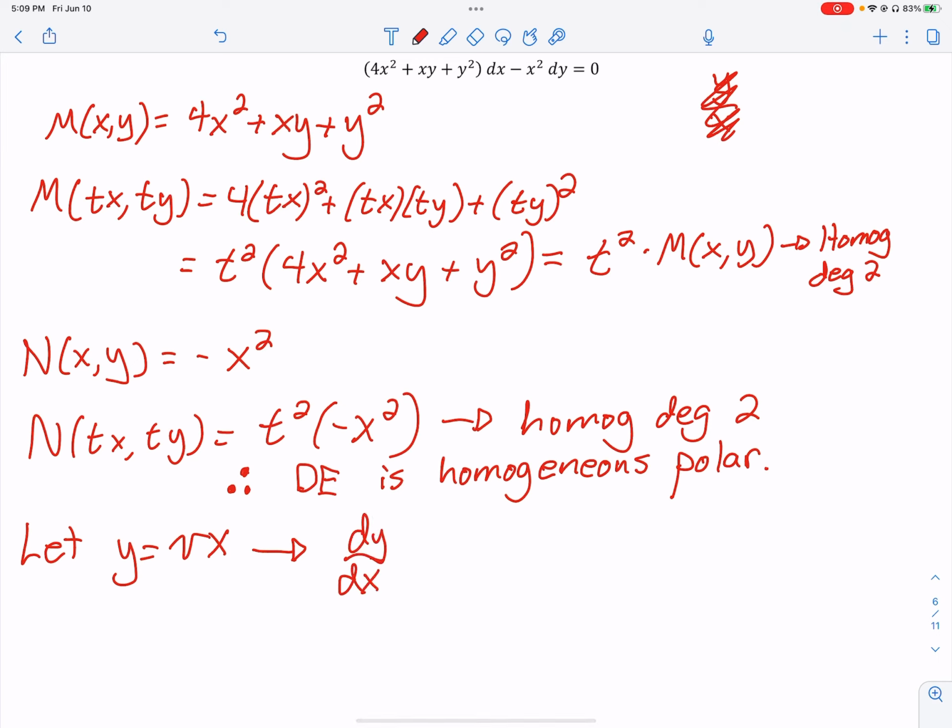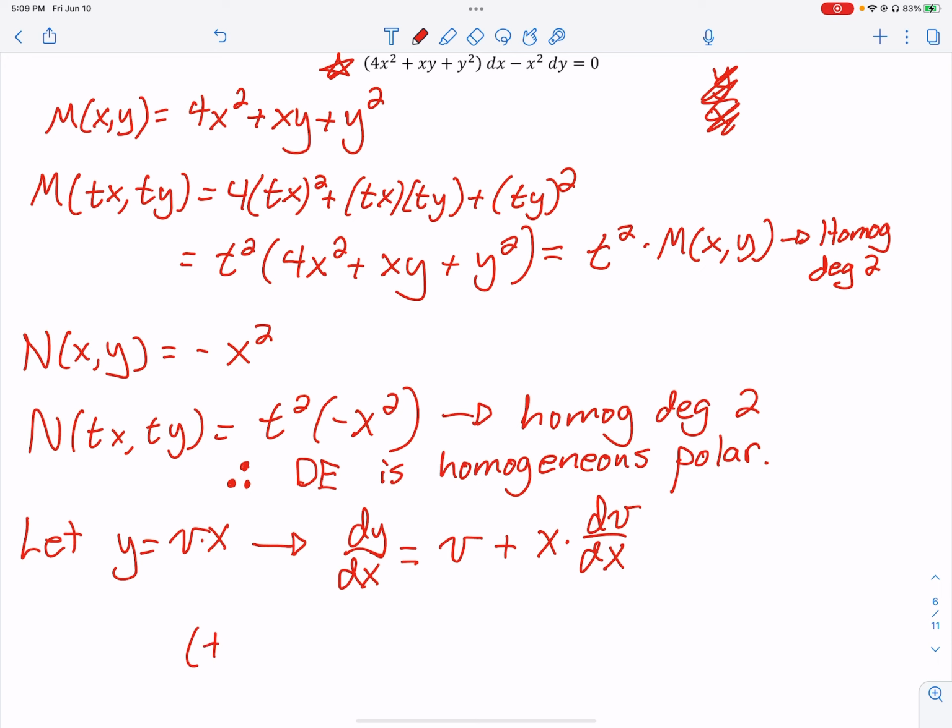So dy/dx, and then it's a product rule, v times x. The derivative of x is 1, so I just get v, plus now I take the derivative of v, which is 1, but I get the x, and then I don't know what v is, so I have to do dv/dx. The reason we do this is now we can put that equation up here in the right form and replace.